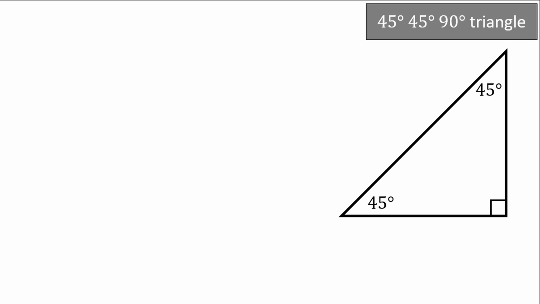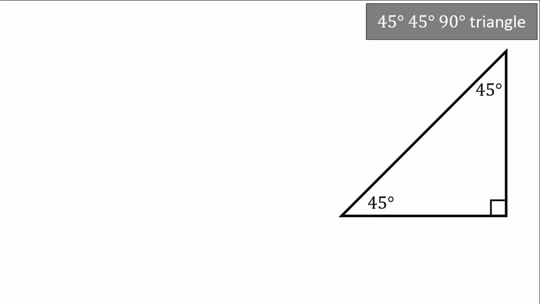Welcome, my friends. In this video, we will discuss two special right triangles, which are the 30, 60, 90 degree triangle and the 45, 45, 90 degree triangle. Let's begin with the 45, 45, 90 degree triangle, which looks like this.